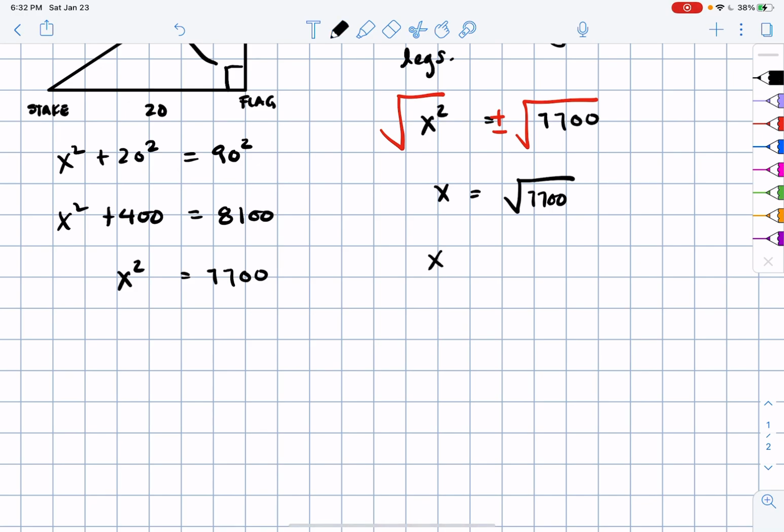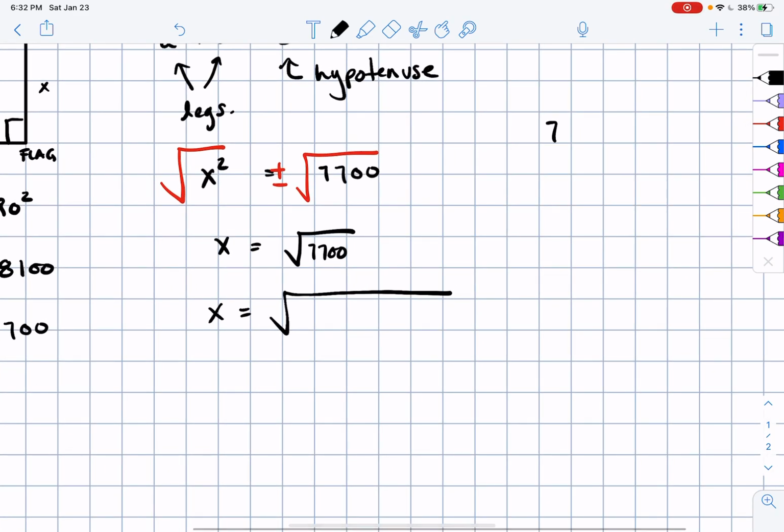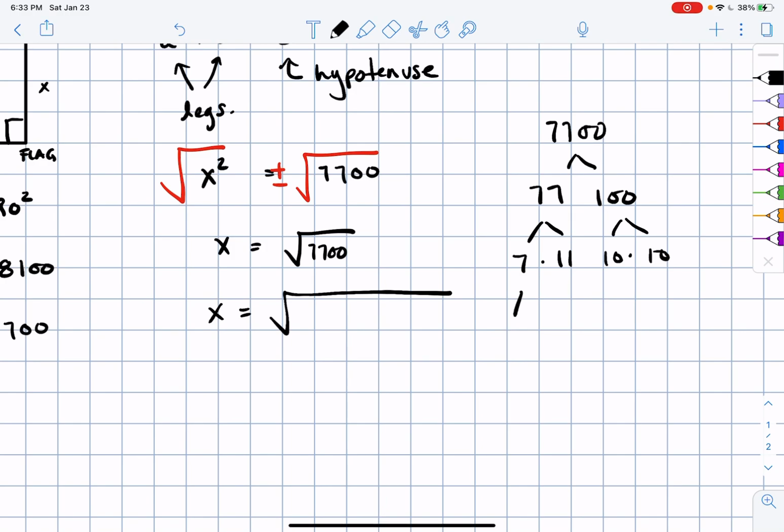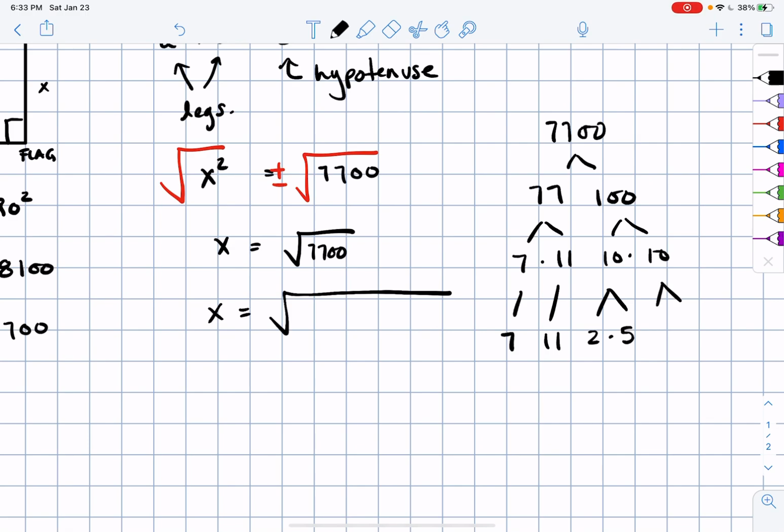If I was to break 7,700 down, x is going to be the square root of, let me see, it'd be 77. Here, let me do it this way. So 7,700 is going to be 77 and 100. And this is going to be 7 times 11. And this is going to be 10 times 10. 7. Oh, that definitely does not look like a 7. 11, 2 and 5, 2 and 5, right? So I'm going to have 2 times 2 times 5 times 5 times 7 times 11.